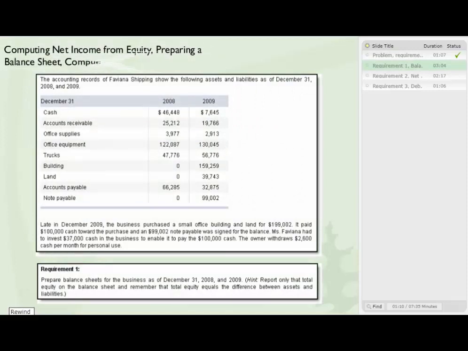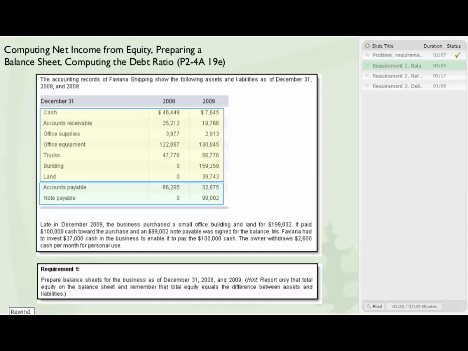Okay, the first thing we need to do is identify which accounts are the assets and which accounts are the liabilities. Now you see that I've highlighted the asset accounts. Assets represent items that have economic value or future economic value, and these are highlighted in yellow. Liabilities represent obligations, and those are highlighted in green.